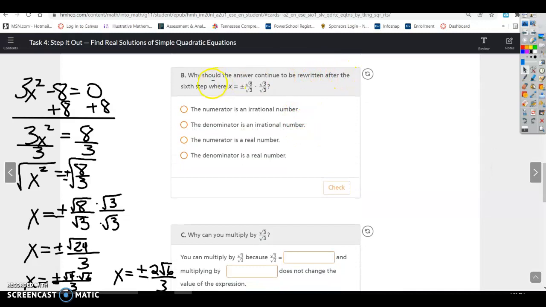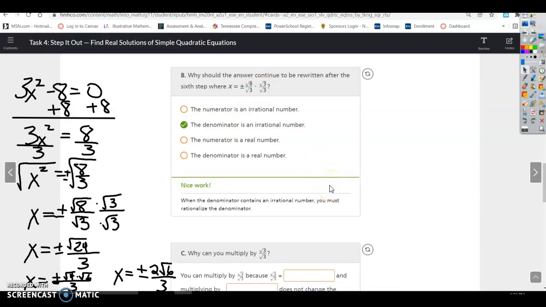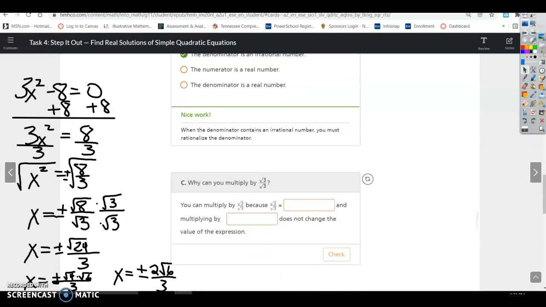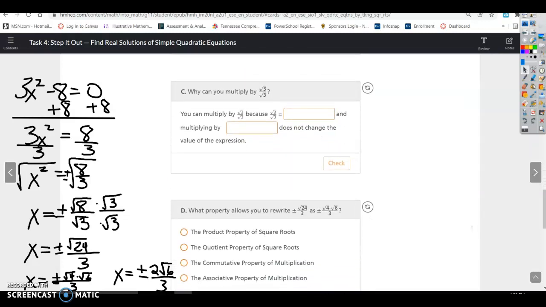All right, why should the answer continue to be rewritten after the sixth step where x equals plus or minus the square root of 8 over the square root of 3? And that's because square root of 3 is not rational, so they continue to rewrite this to make the denominator not irrational. So when the denominator is irrational, it has to be continued to be rewritten into a different form.